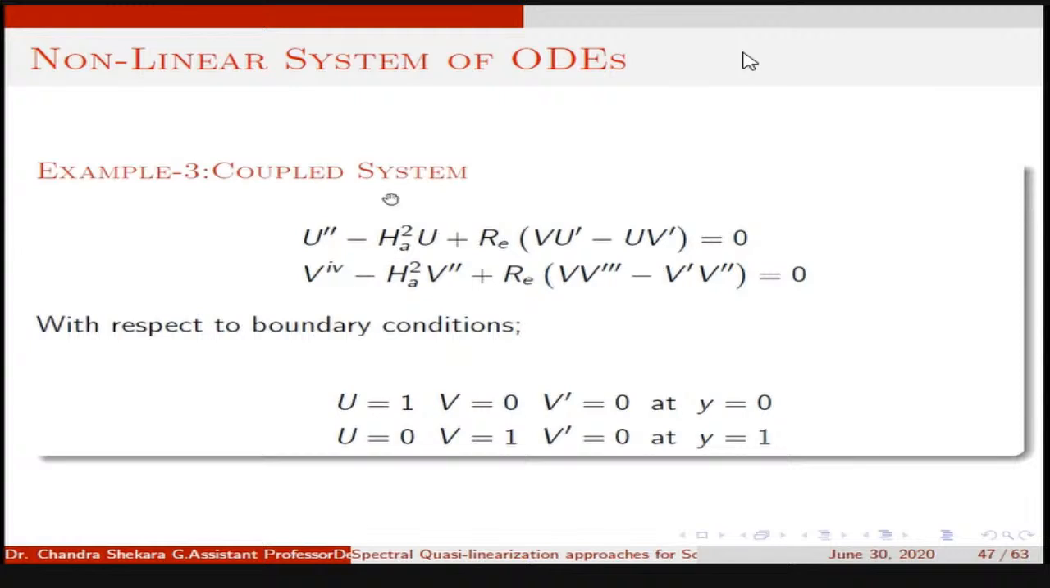This is one of the problems taken from S. S. Motsa. This is a coupled system of equations where U represents the temperature and V represents the velocity. This is a nonlinear differential equation. Ha is the Hartmann number and Re is the Reynolds number. This system of equations is to be solved subject to these boundary conditions. Since this is a nonlinear system, you can take this as an operator F, and this as G. So F and G are nonlinear operators.